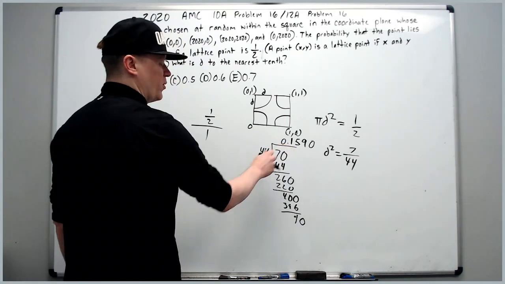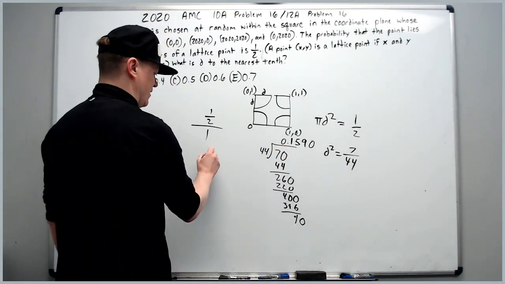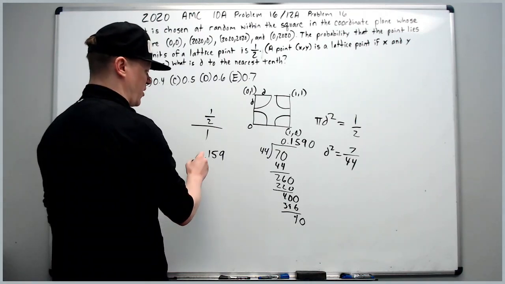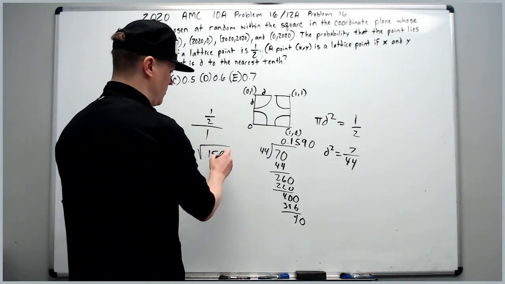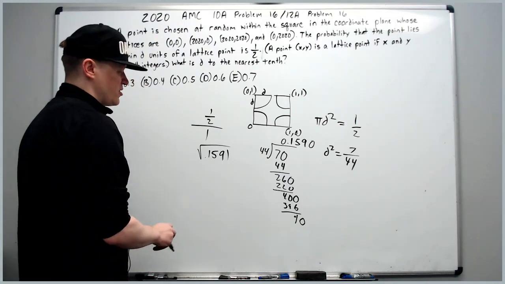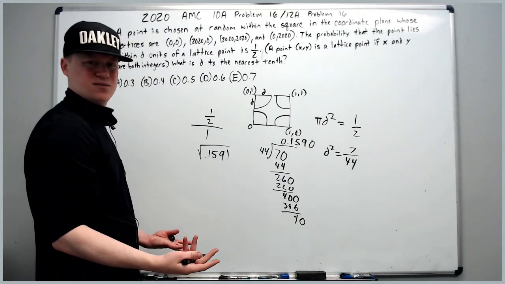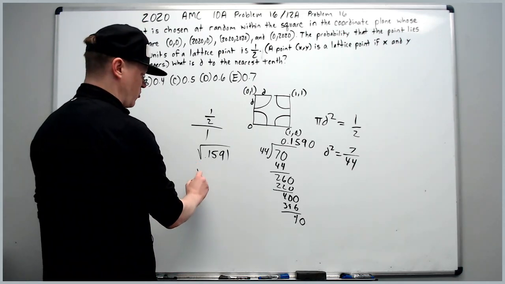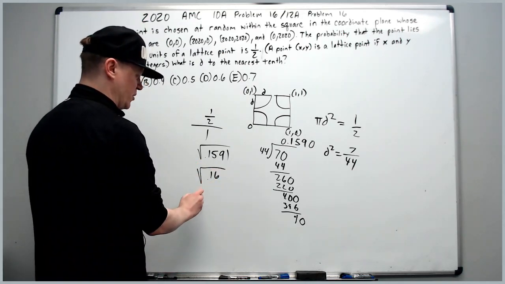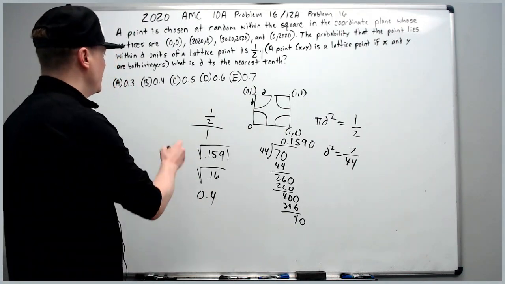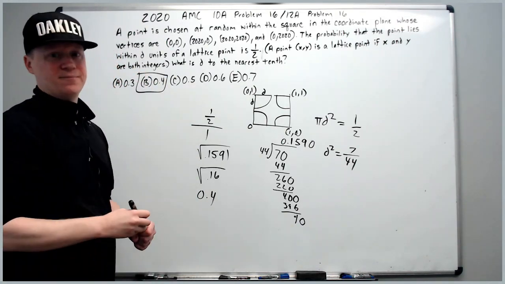So 0.159 is what we want to use, and we need to square root that. 0.1591. So this is really close to 0.16, right? And if I square root 0.16, it will be 0.4. It's not exact, but it's close enough. So the answer is going to be B.